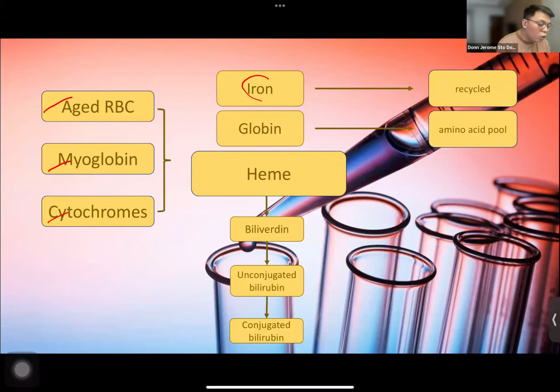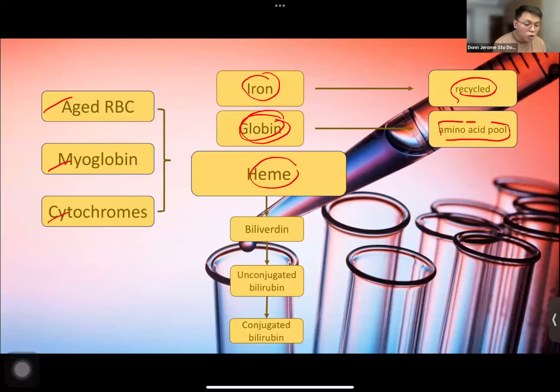So the iron and the globin portion can be recycled. You learned that in your nitrogen balance, right? The proteins can be recycled to join the amino acid pool. That is also true for iron, it can be recycled. While the heme portion should be degraded. The end product of heme degradation is bilirubin. So our discussion here would be this portion, how heme is degraded.